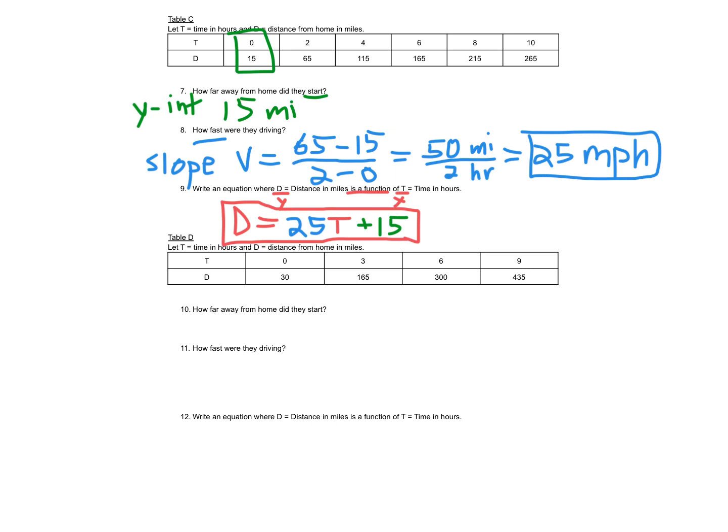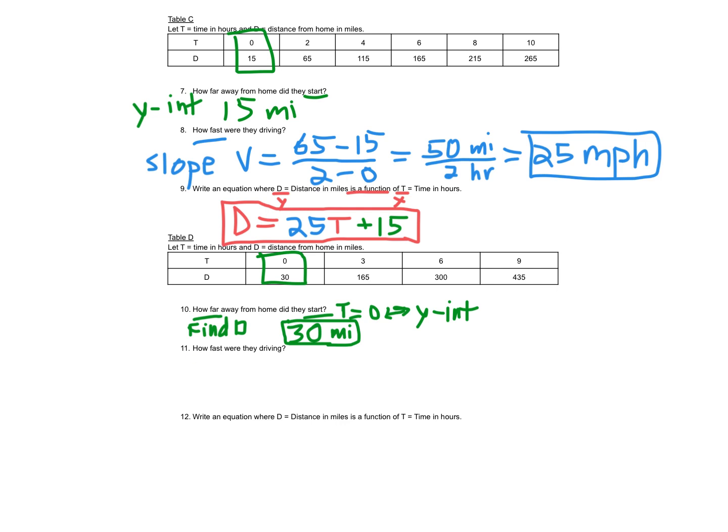Otherwise, how far away from home were they when they started? How far tells me that I'm finding the distance. I'm going to do that when we start. Start is when time is 0. See that for the time equal to 0, my distance is 30 miles. Again, because my time is 0, I'm finding the y-intercept.